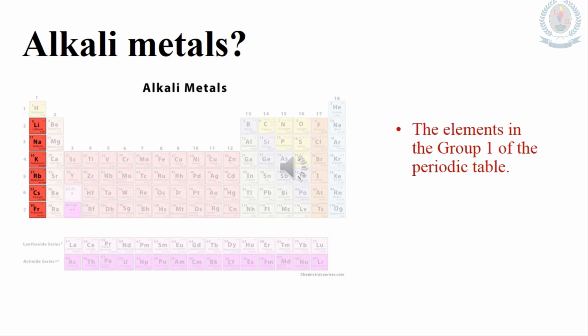The first thing that we are going to see is what is known as alkali metals. The elements in Group 1 of the periodic table are known as alkali metals. Those are lithium, sodium, potassium, rubidium, cesium and francium. The one at the bottom, francium, is a radioactive metal.